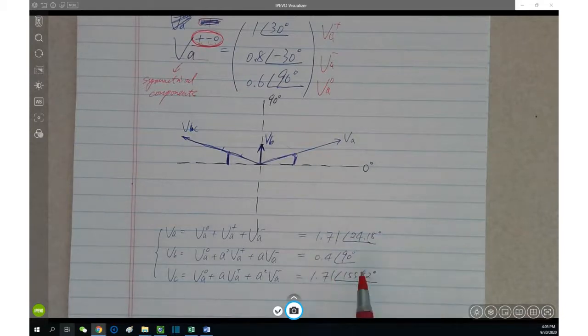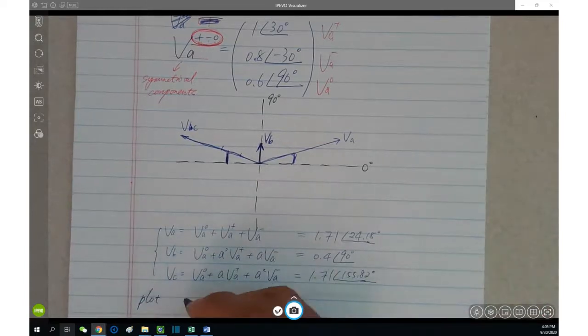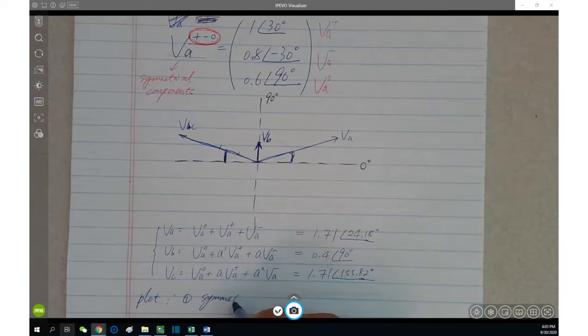And also we plot these results into the phasor diagram. And if this is clear, then we keep doing some more questions about this example too. Now let me give you some time. You guys just exercise to plot one symmetrical component into one graph.